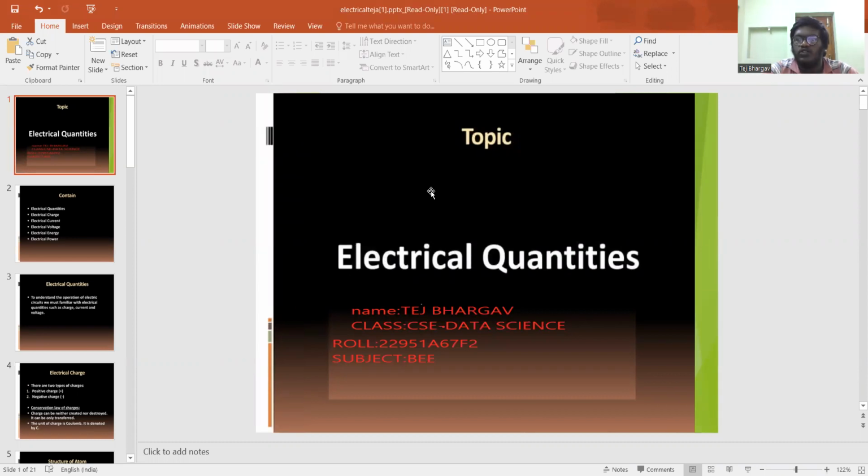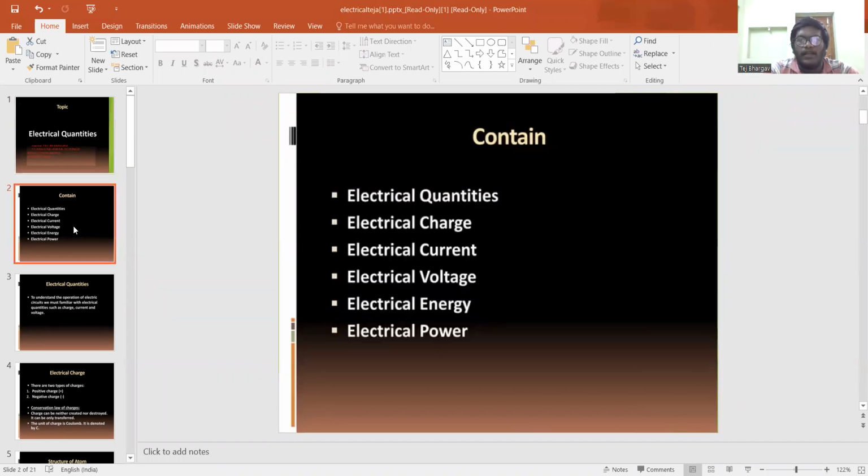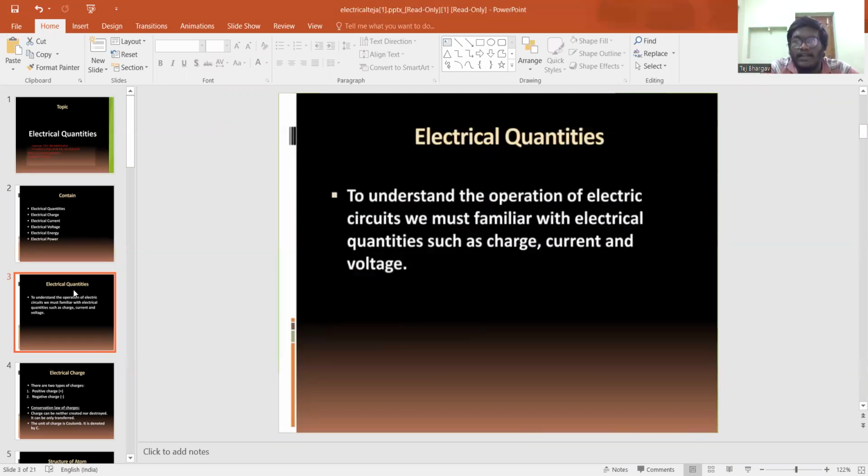Today, I'm here to explain to you the electrical quantities from the subject BEE. It contains electrical charges, electrical current, electrical voltage, electrical energy, and electrical power. To understand the operation of electrical circuits, we must be familiar with electrical quantities such as charge, current, and voltage.